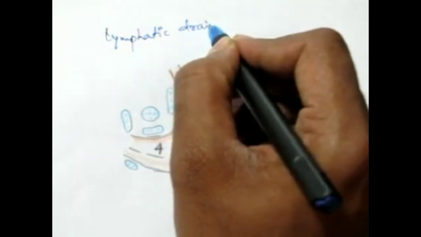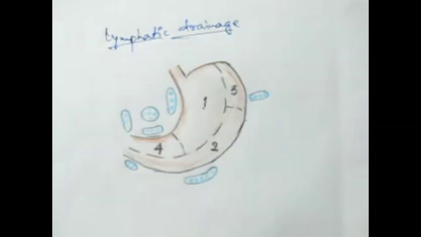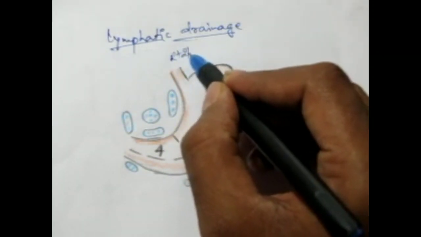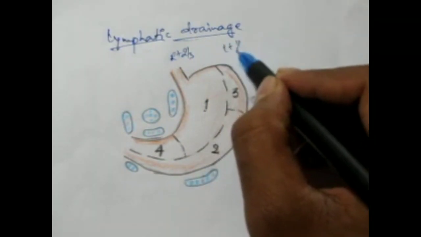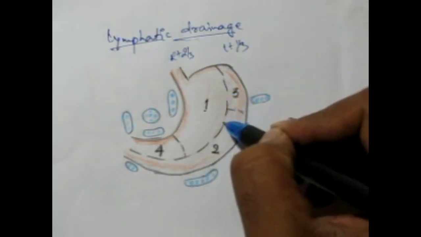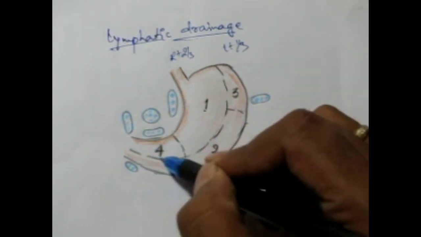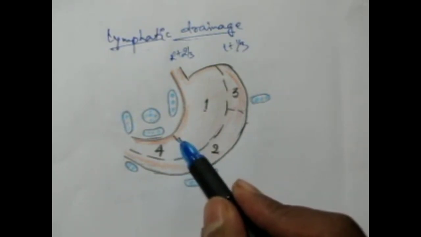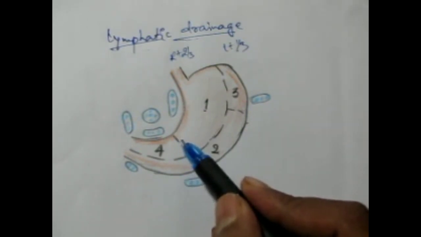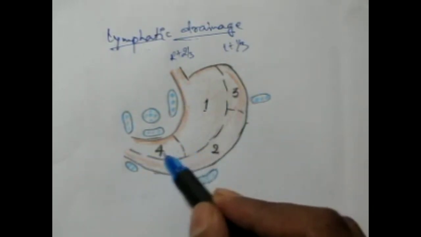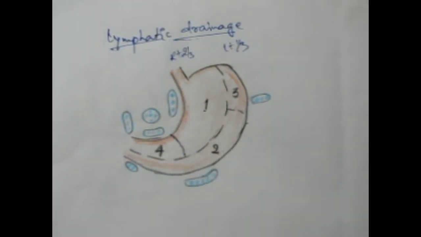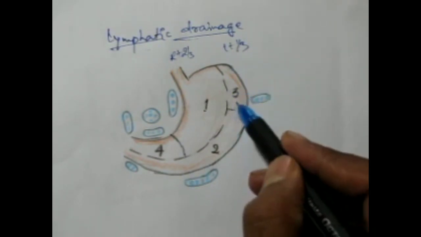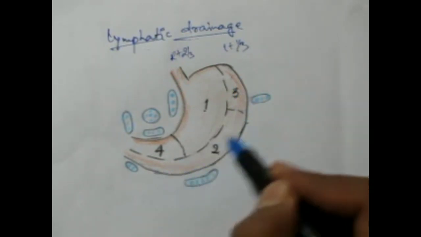Lymphatic drainage. Draw an imaginary line on the long axis of the stomach, dividing a right two-third portion and a left one-third portion. In the right two-third portion, there is another division into upper two-third and lower one-third. In the left one-third, upper one-third and lower two-third.